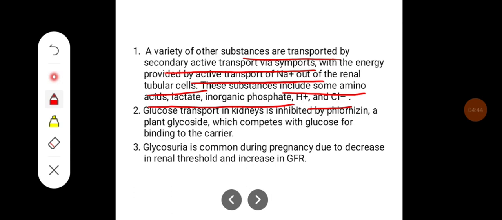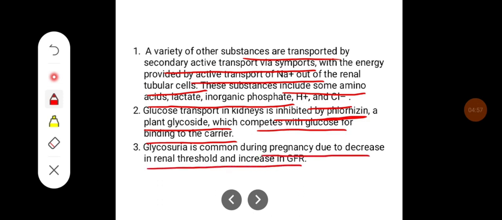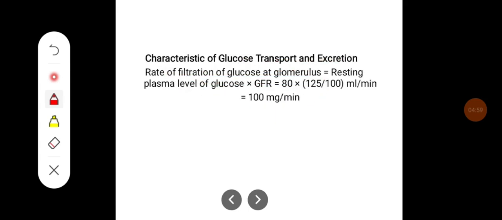Glucose transport in the kidney is inhibited by phlorizin, a plant glycoside which competes with glucose for binding to the carrier. Glycosuria is common during pregnancy due to the decrease in renal threshold and increase in GFR.